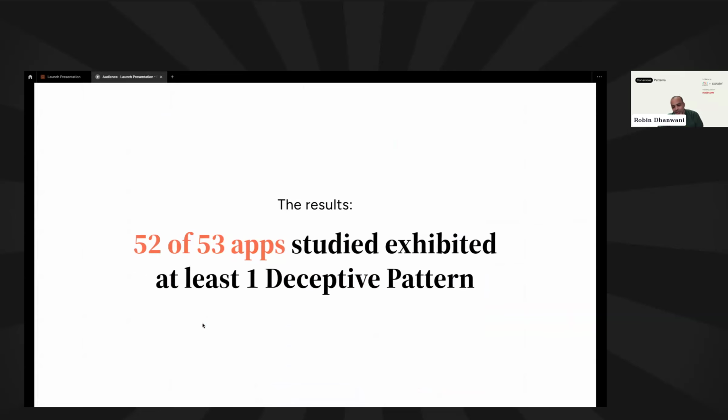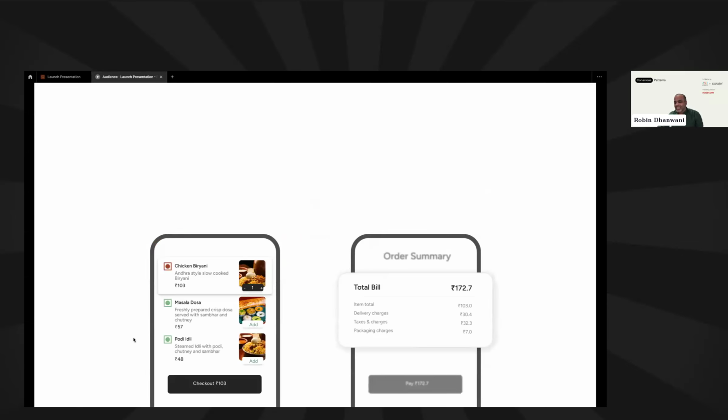And this is what we found, which was very interesting and also shocking. Out of 53 apps that we studied, 52 of them had at least one deceptive pattern. And what we're wondering is, did we all know all this while that we had some of them in apps that we're using every day? And did we know what those patterns looked like? So let's see what these deceptive patterns look like, just to refresh our memories.